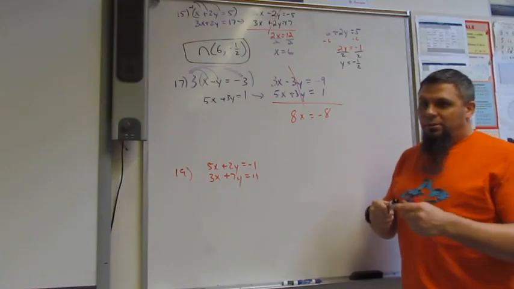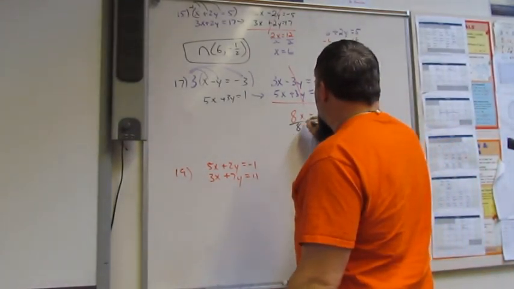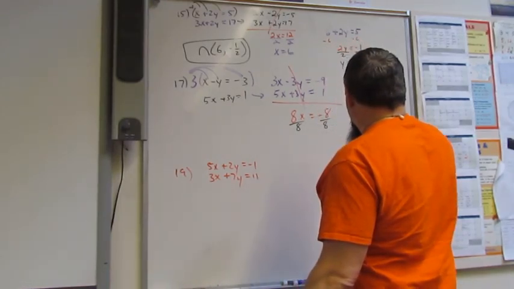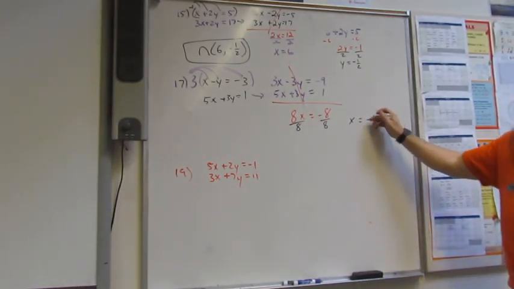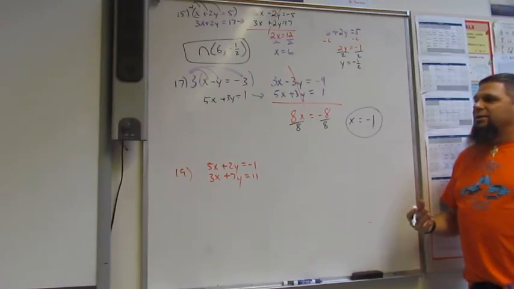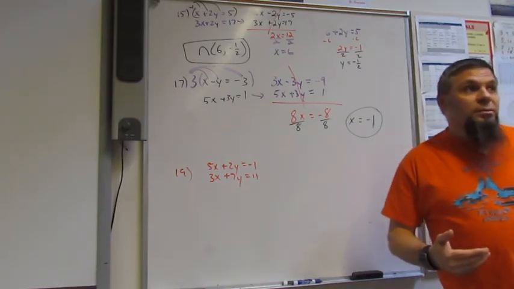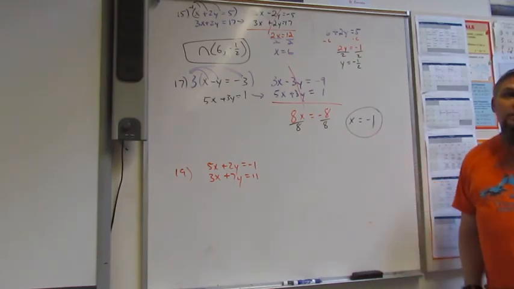What do we do? Divide. So x equals -1. All right, so I have half of it done. What do I do now to find y? The same process you just did to get x. Well, we could. We could do the same process. Or we can just plug it in.